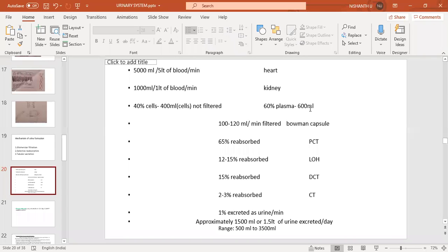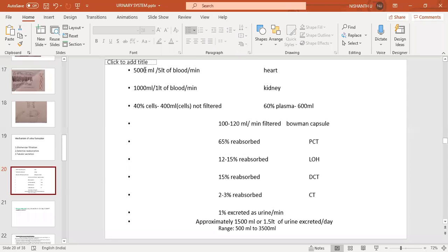And in this 60% plasma, don't think that all of it will get filtered. In that plasma, proteins are also there. Large molecular weight substances, those having more than 65,000 molecular weight, such as proteins, cannot be filtered. And negatively charged substances cannot be filtered. So approximately 100 to 120 ml of blood can be filtered per minute. Are you able to understand?